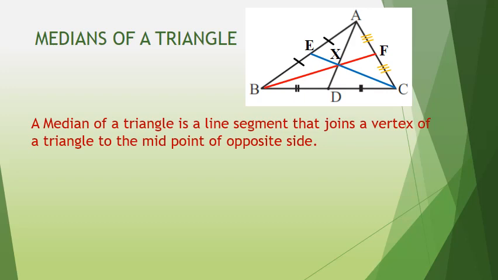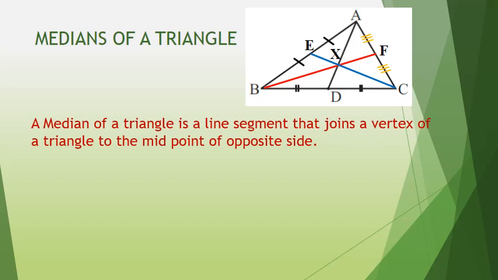Look at another side AC. The midpoint is marked as F. Now what about line segment BF? Yes, line segment BF is a median because it is joining the midpoint of side AC to the opposite vertex B. Since F is the midpoint, AF is equal to FC.